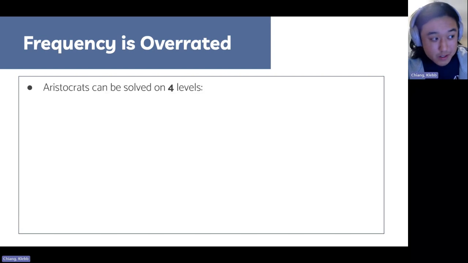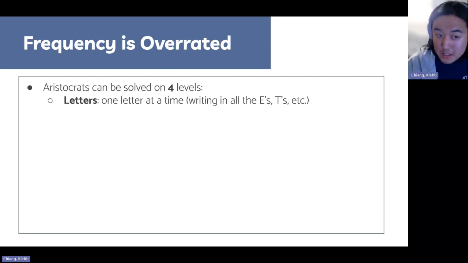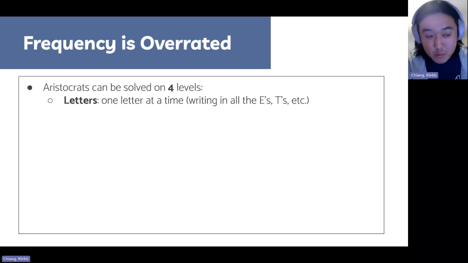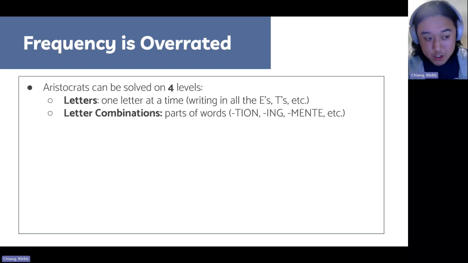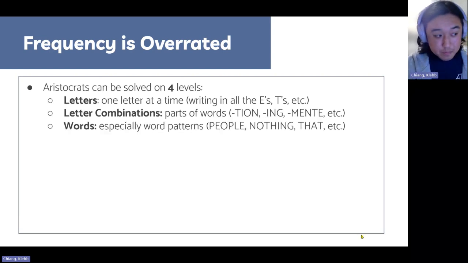Aristocrats I think of on 4 levels. There's letters, which is sort of what I just mentioned, right? You're filling in all the T's and E's and whatever, ETAOIN. Maybe you know your frequency super well, and that's great. But there is a lot more you can think about. For example, letter combinations. Those are parts of words. TION endings, ING endings, the mente ending in Spanish. These are all things you can look for that can give you multiple letters at a time.